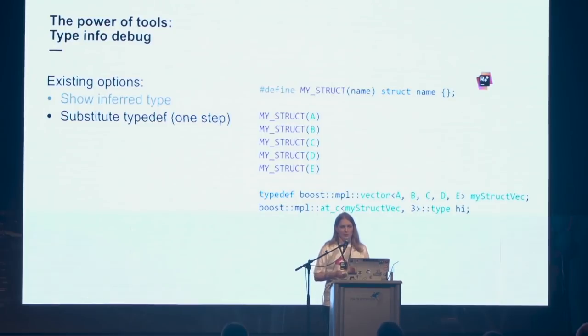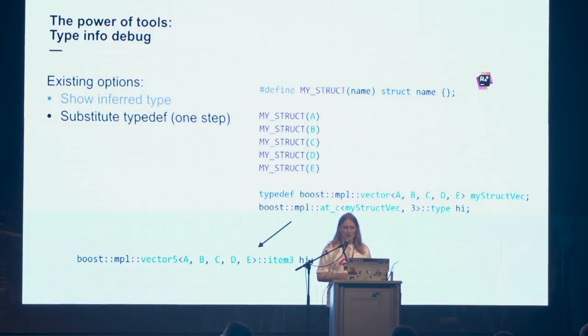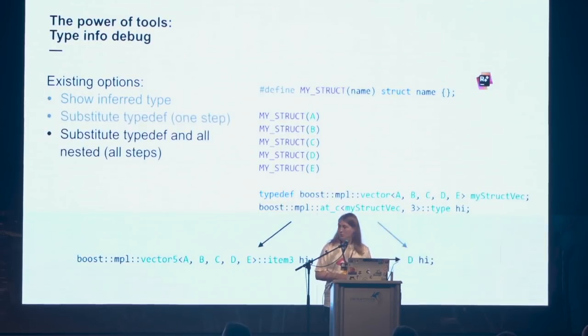In ReSharper C++, we decided like, okay, we can debug macro step by step. Let's debug type step by step. So we just added the substitute typedef through one step, and this is a nice example of Boost MPL. If I would like to understand what it's actually doing, I can say, okay, substitute one step for me, and then after a few substitutions, I will get this D high in the very end. Or I can substitute again all the typedefs in just one action. That again looks like some proper debugging process, but without actually debugging your application.